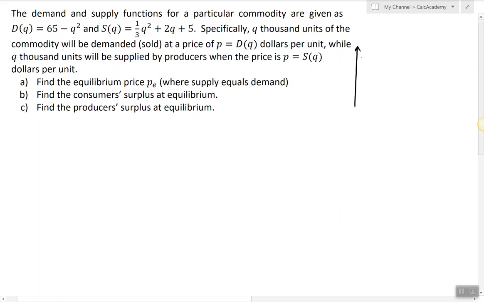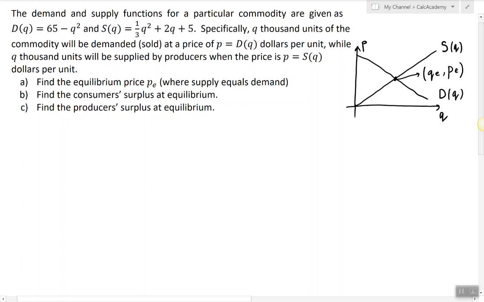First, let's recall the definition for equilibrium point and consumers and producers surplus from economics. So we have supply and demand curve, and supply is an increasing and demand is a decreasing function. So the input variable here is the quantity and the output is the price. So both functions are functions of quantity. So where the functions intersect, that's called the equilibrium point, and it has two coordinates, input labeled QE and output labeled PE. E stands for the equilibrium.